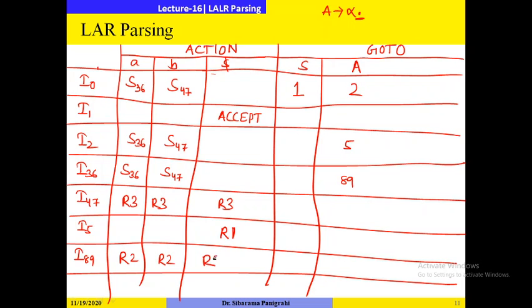So we have completed all the shift operations and the reduce operations, and we have drawn the action and goto table. So by using the action and goto table, you can do the parsing as I have told you in SLR parsing.